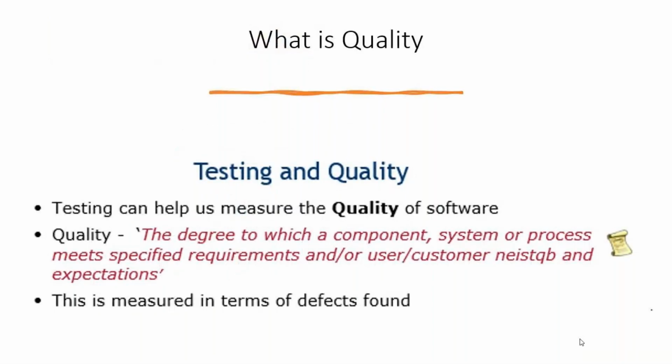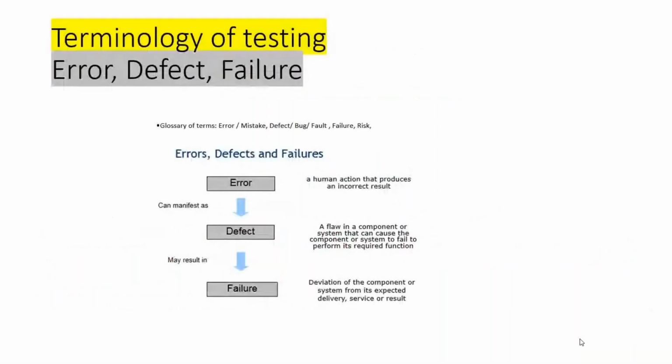Okay. Before going into anything, we have to understand three different concepts in testing. One is error, the other is defect, the third is failure. Error will become a defect, and defect in turn becomes a failure. Error can be called a mistake. Defect can also be called a bug, and failure can also be called a risk.